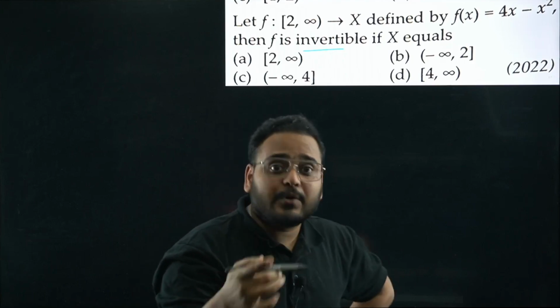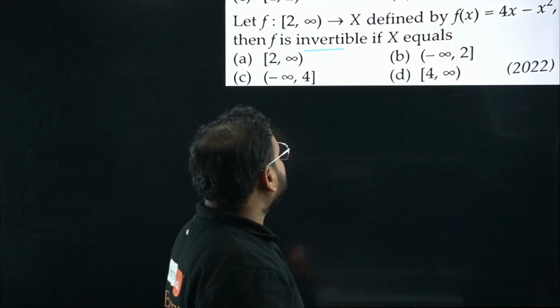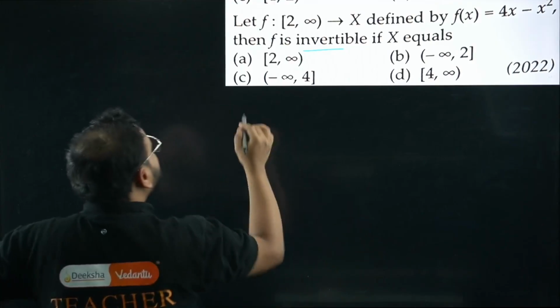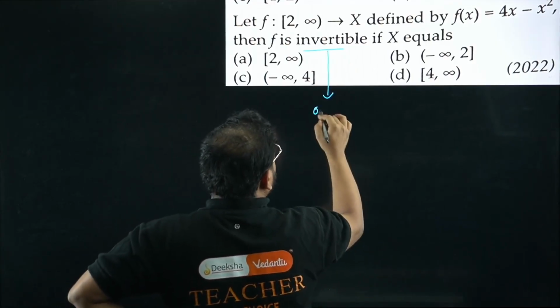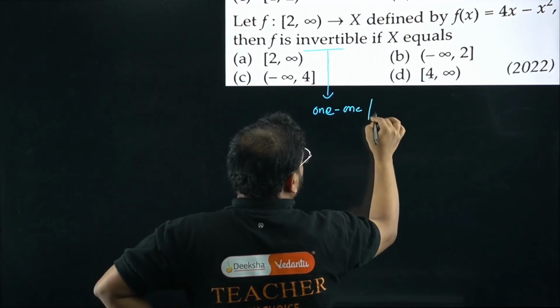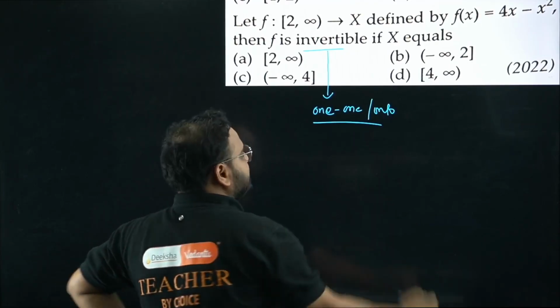So again, this is from the PU2, 12th part. You have to look for a one-one onto function. A function is invertible only if it is one-one and onto, basically bijective. So please check.